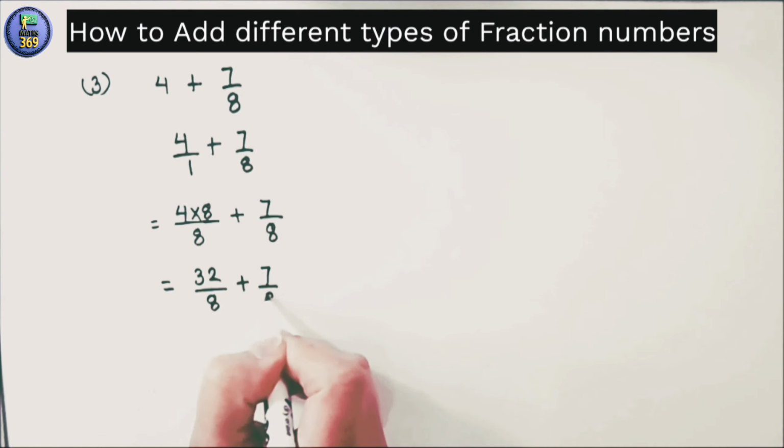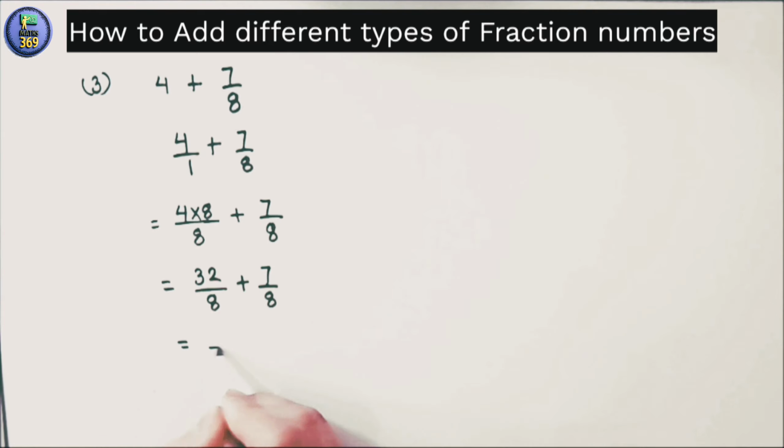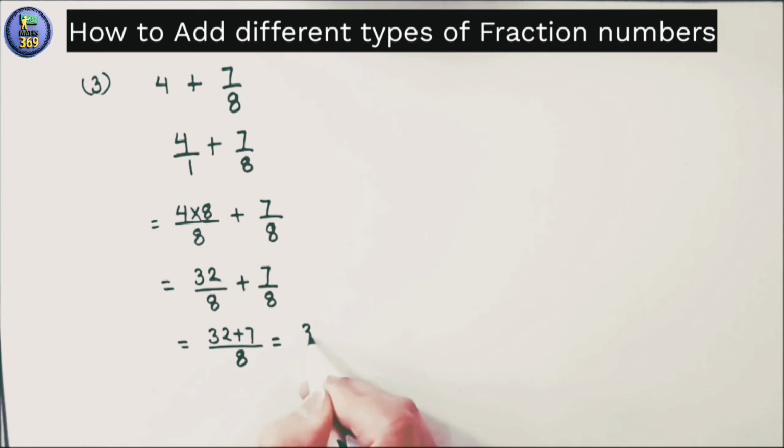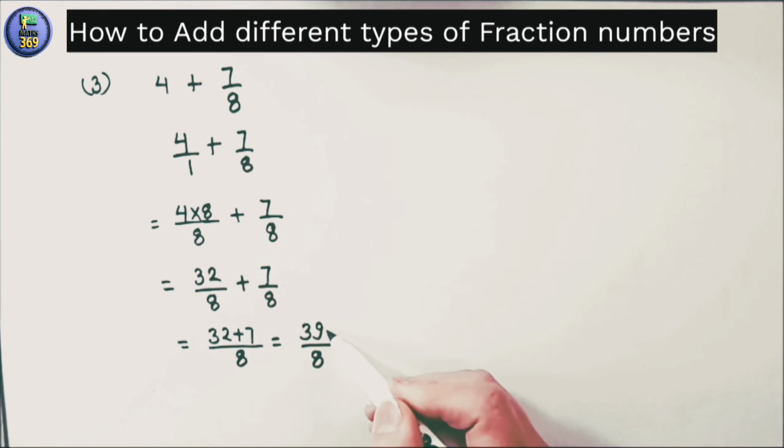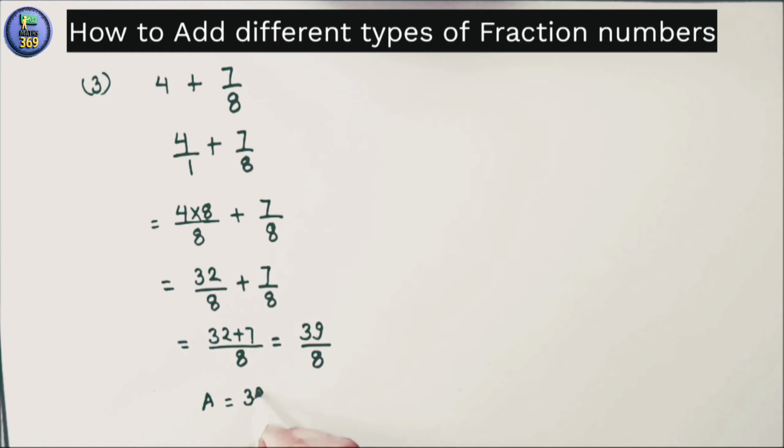Plus 7 by 8, which is equal to 32 plus 7 divided by 8, which is equal to 39 by 8. We see that the numerator is an odd number and the denominator is an even number, so we cannot reduce this fraction further. So our final answer will be 39 by 8.